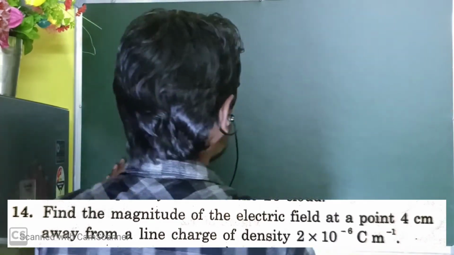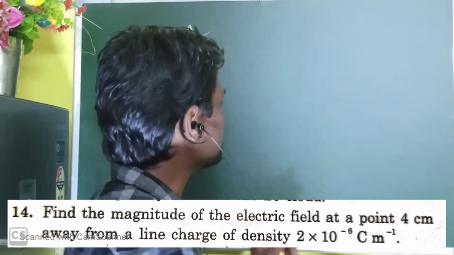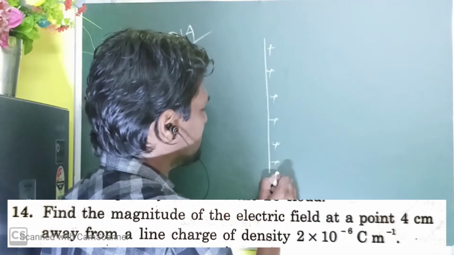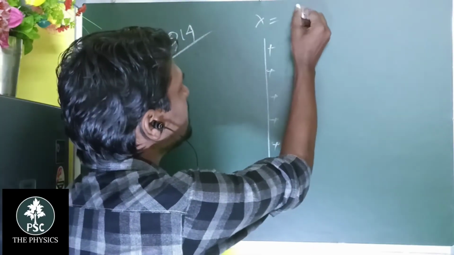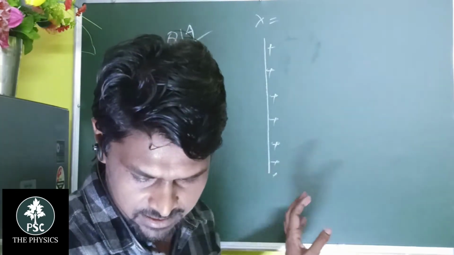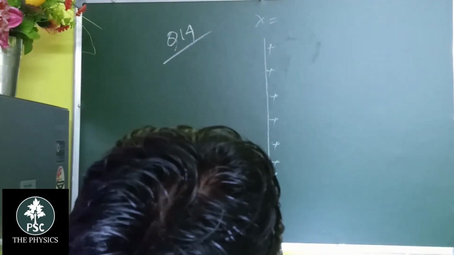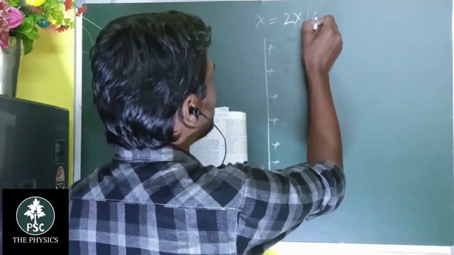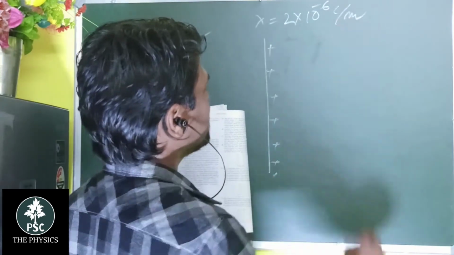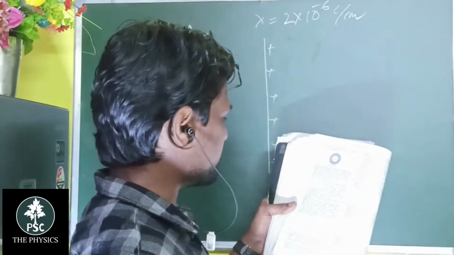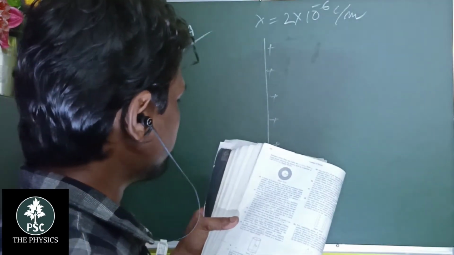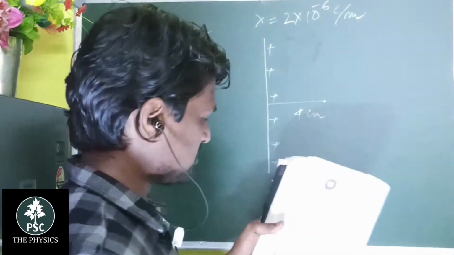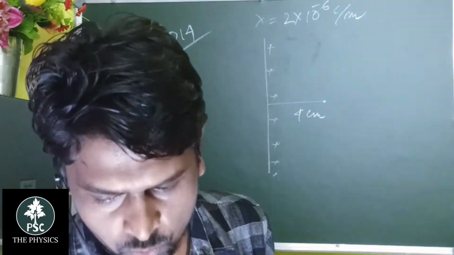First of all, students, you have to take a derivation, that is, when a linear distribution of charge is given. Suppose a linear distribution of charge is given, and this is lambda, lambda is given here, and it is 2 into 10 to the power of minus 6 coulomb by meter. You have to calculate the electric field at that point, that is 4 centimeter away from this one. You can just apply the formula, that will be better.